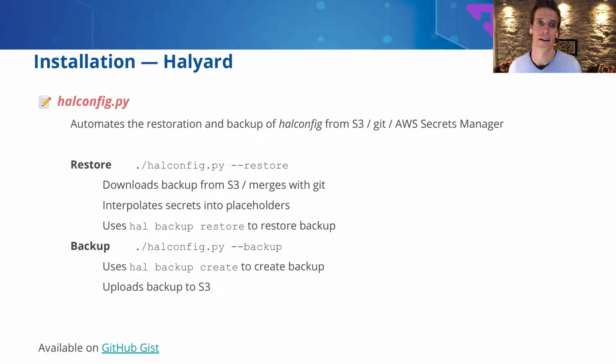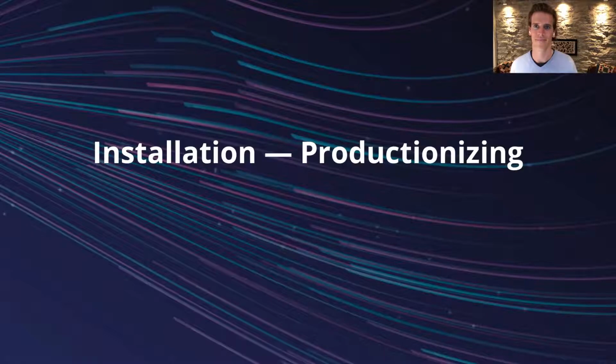If you'd like to back up your local hal config to S3, you can use the backup command, which uses hal backup create to create the backup, and then it uploads that to S3. This script is available as a GitHub gist, and we hope you think it's useful. When you've reached this point, congratulations! You have a running instance of Spinnaker on your infrastructure, and you can collaborate effectively with your team.